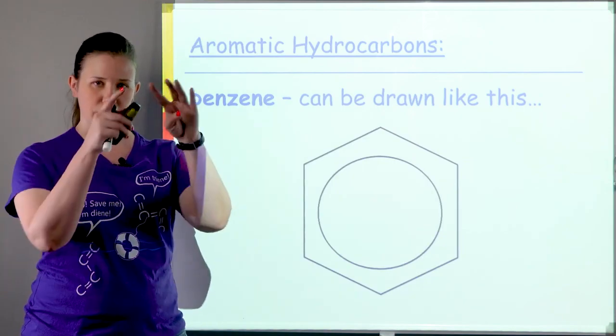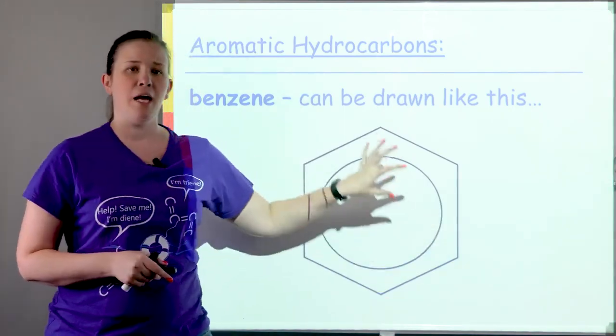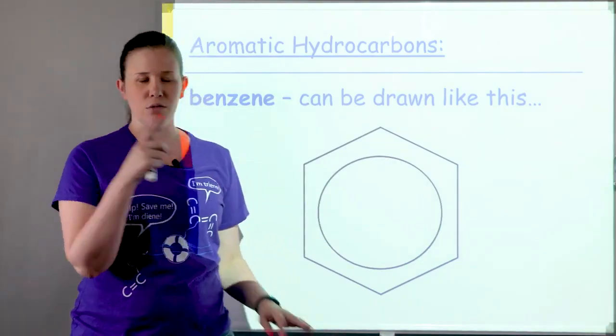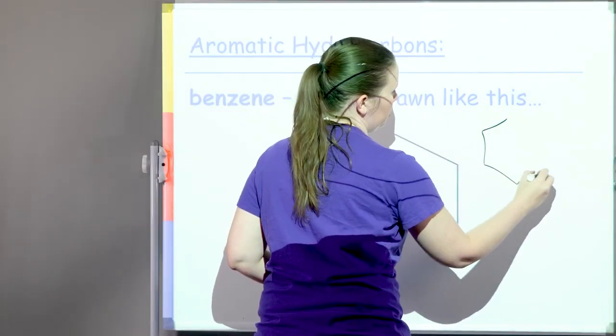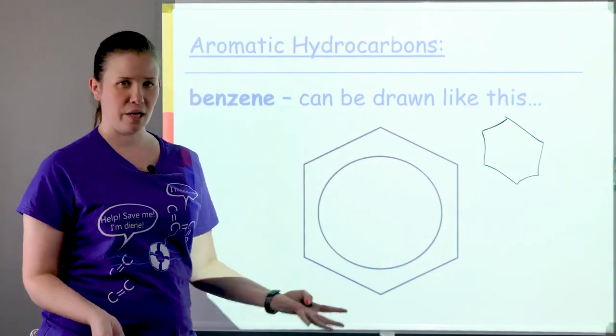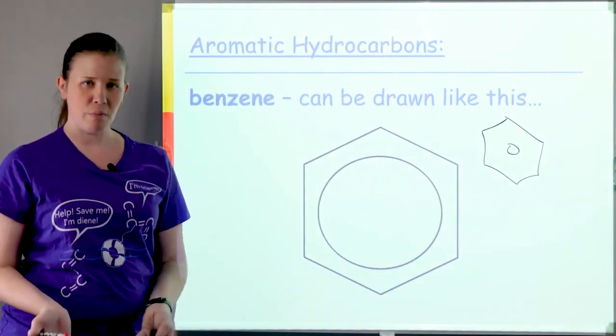And that's just by drawing the 6 carbons in the little stick figure form, and then putting a circle in the middle of it to show that there is resonance. There is a rotation of the double bond. So if you just drew the stick figure, that would just be cyclohexane. But the second you put the circle in the middle of it, it becomes benzene.